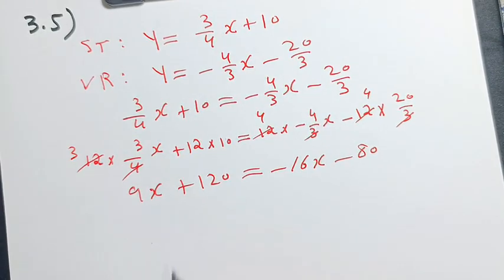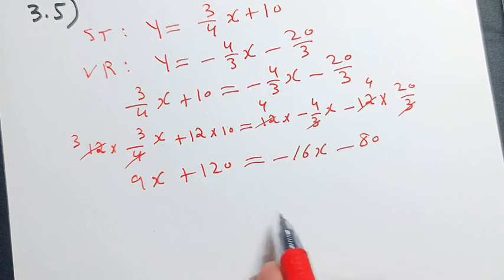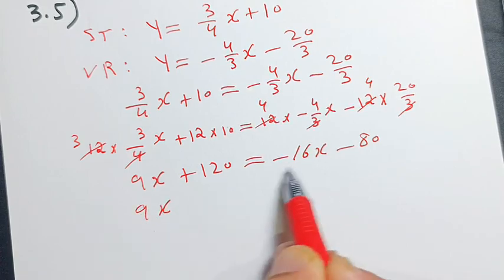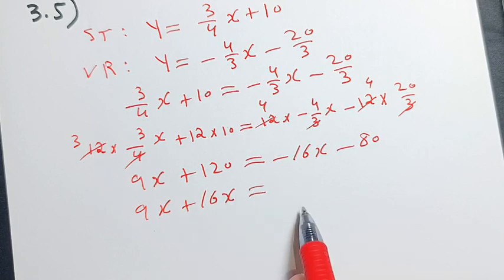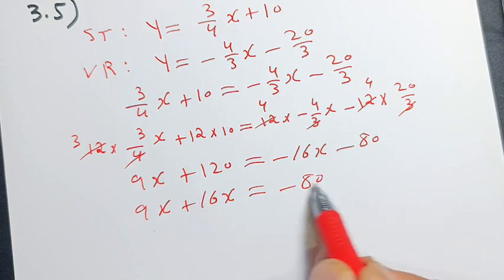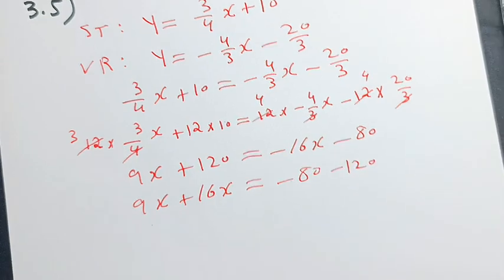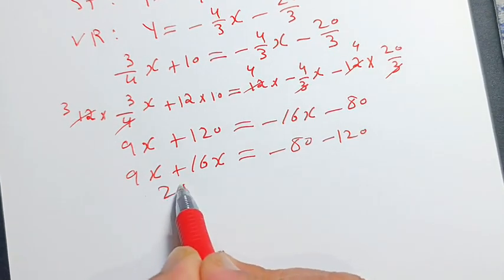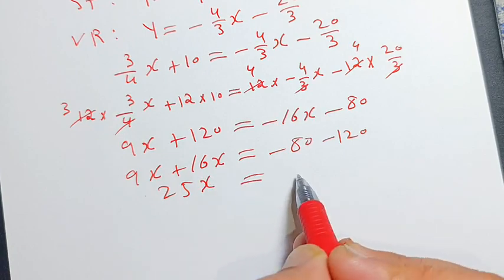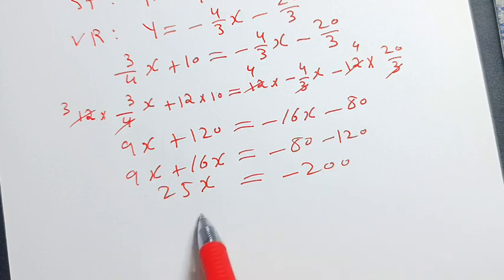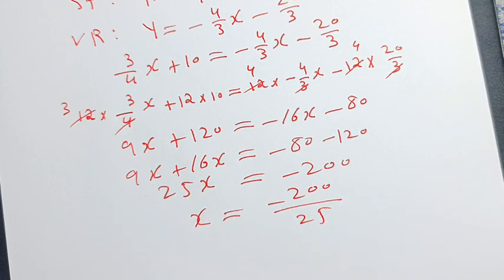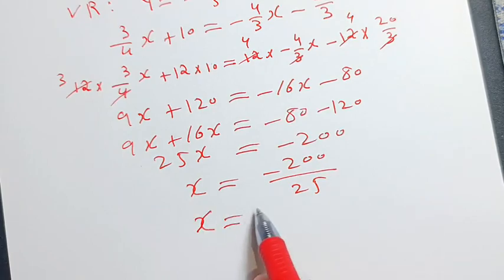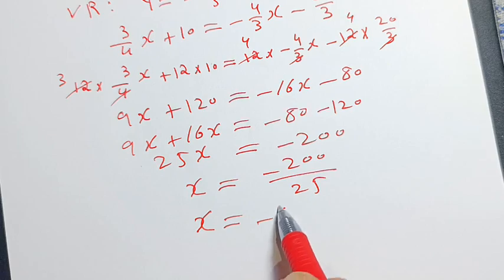So all the x values must be on one side. So the 9x negative 16x becomes positive 16x. We're going to solve for x here. Negative 80, this positive becomes negative 120. I further simplify, it's going to be 25x is equal to negative 200. The x value is going to be negative 200 over 25. Therefore the x value is going to be negative 8.